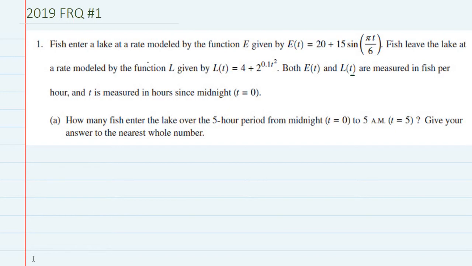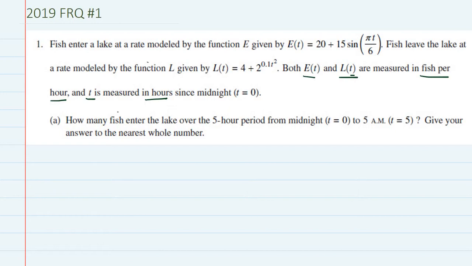Now, one of the first things that we want to do here is make sure that we recognize that both of these functions are rate functions, fish per hour. So I've got those units identified, and t, the independent variable here, is measured in hours since midnight. The first question, A, is how many fish enter the lake over the 5-hour period from midnight, t equals 0, to 5 a.m., t equals 5. Give your answer to the nearest whole number.